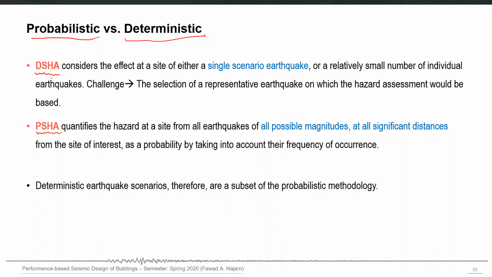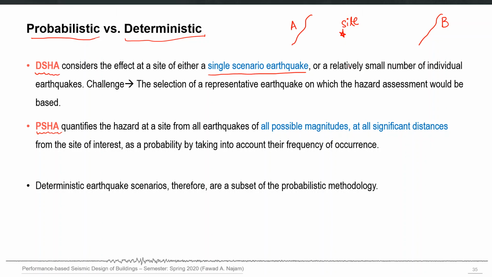DSHA, deterministic seismic hazard analysis, considers the effect of only one single earthquake scenario, which is the most controlling earthquake, or the maximum earthquake, you can say, at a particular site. So for example, if you have this particular site and you have this fault, let's say fault A, which is at some distance from the particular site. Similarly, you also have a fault B here.